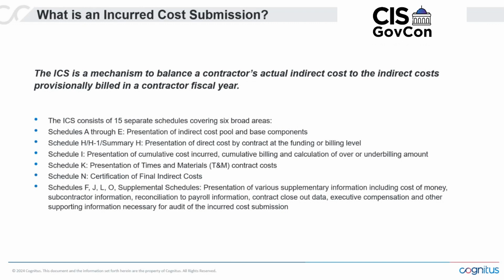For example, Schedule J will query your procurement data, where Schedule F will query your assets. Schedule L will be your GL and payroll, and Schedule O will be an extraction of contracts that have been closed out.